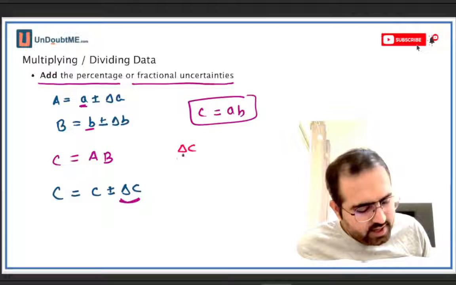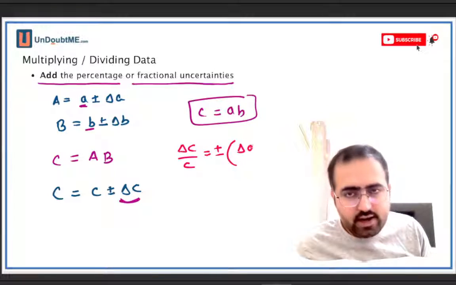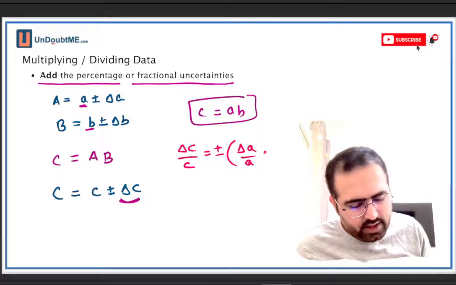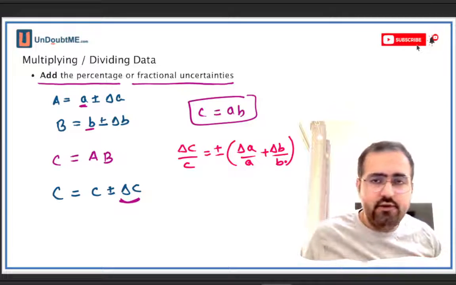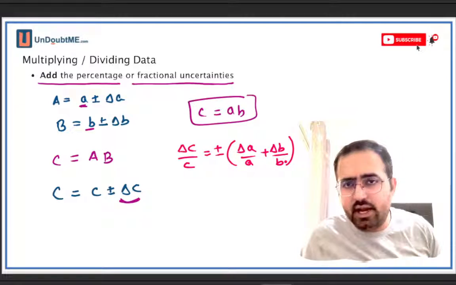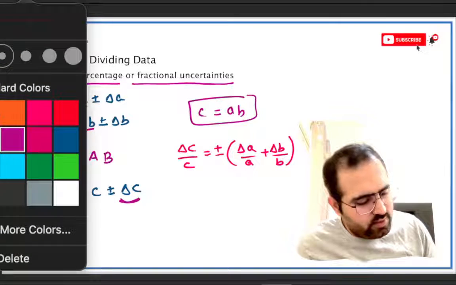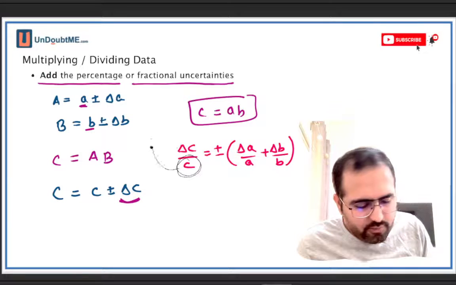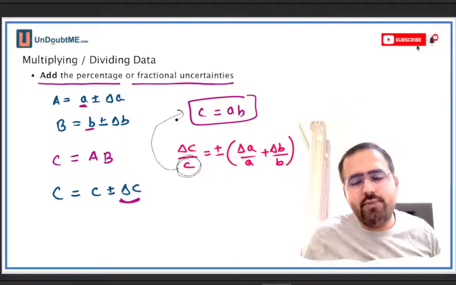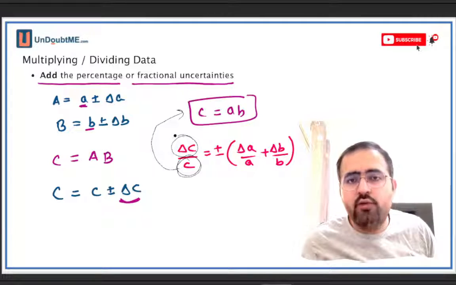So it will be delta C over C is equal to plus minus delta A over A plus delta B over B. This concept is applied exactly for multiplication and division both. Okay, now let us discuss what this C is. This C value we have obtained already above by multiplying A and B, while the delta C is something for which we are looking right now.